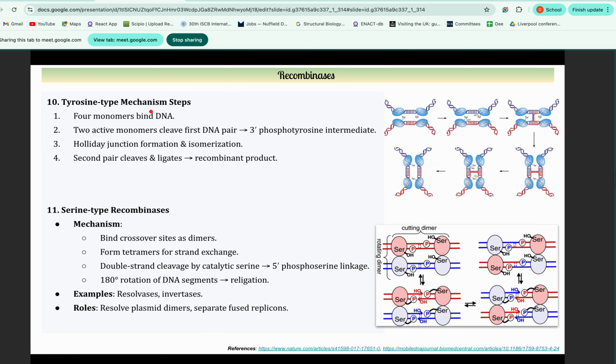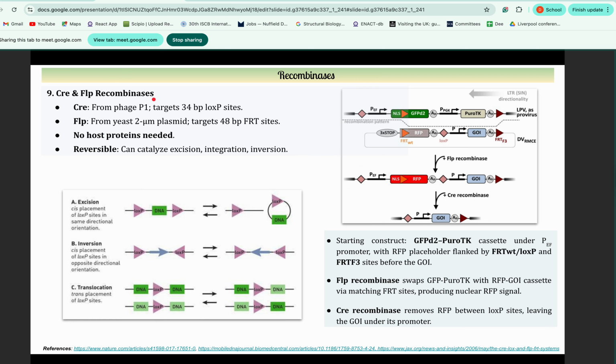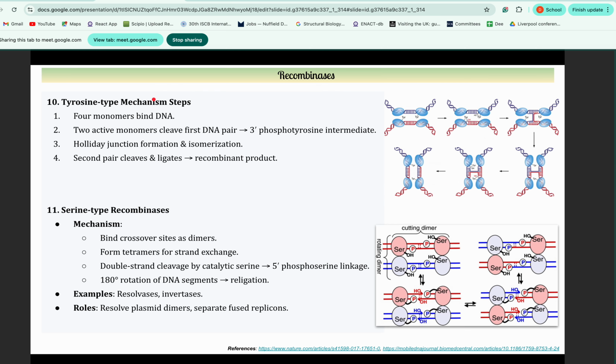Similarly, with the help of tyrosine type mechanisms the recombination takes place, because Cre and FLP recombinases come under tyrosine type recombinases. If we talk about serine type recombinases, as we discussed, in the tyrosine case there is formation of the Holliday junction. In the case of serine type recombinases, no Holliday junction is found, but there is rotation. A 180-degree rotation takes place, which is involved for the recombination to take place.